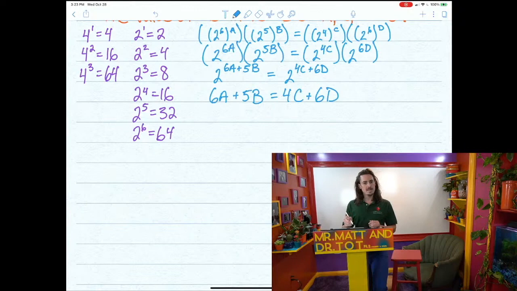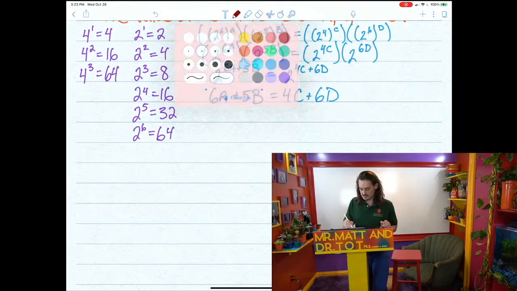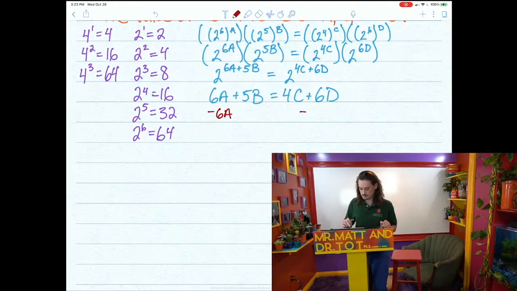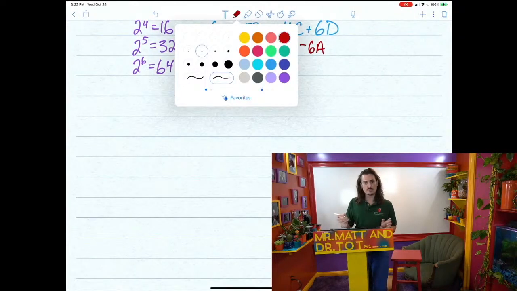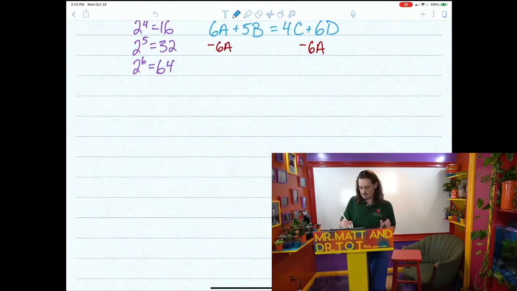What is preventing b from being by itself? There's two things. It's the positive 6a that's adding to the 5b, and then there's that coefficient of 5 that's multiplying into the b. So we're going to unwrap these by doing opposite algebraic operations. 6a is adding into 5b, so I'm going to subtract away 6a on both sides. When I do that, that's going to cancel on the left, leaving me with just 5b.